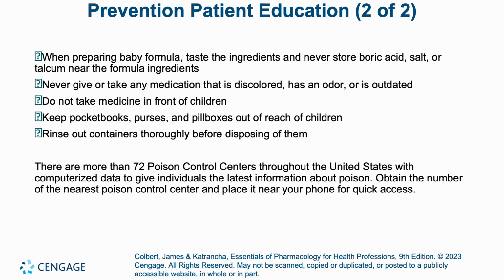There are more than 72 poison control centers throughout the United States with computerized data to give individuals the latest information about poison. Obtain the number of the nearest poison control center and place it near your phone or in your phone for quick access.